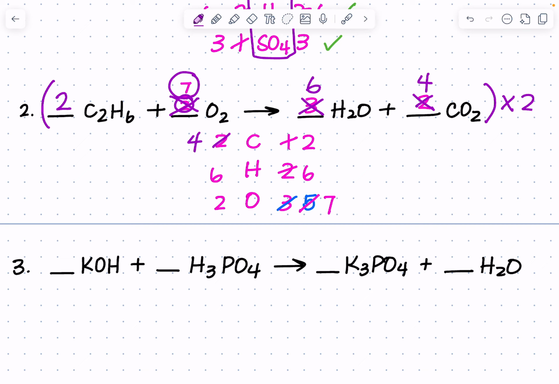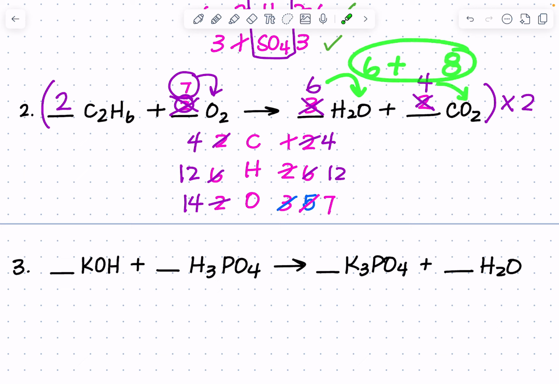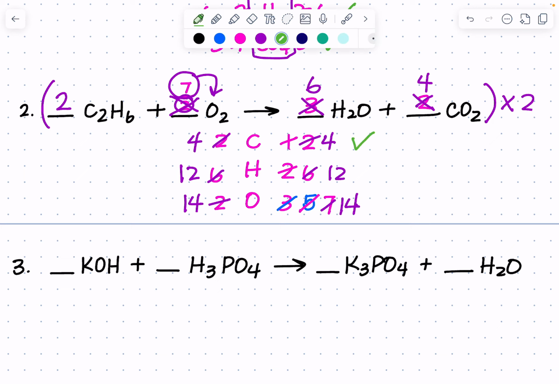I now have 4 carbons on the left and 4 carbons on the right. I now have 12 hydrogens on the left and 12 hydrogens on the right. And here's the kicker. This is the one that wasn't fixed. I now have 14 oxygens on the left. And then here I have 6 oxygens plus 4 times 2, 8. 6 plus 8 gives me 14 oxygens. So now, check, check, and check. Now we're finished. 2, 7, 6, 4.